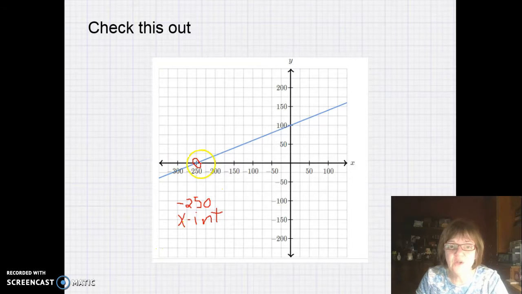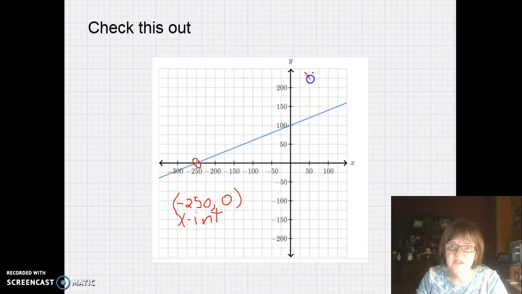That is not the coordinate point. We need to specify the whole thing. Remember our parentheses? Now, we went left, negative 250. So that is our x value, comma. How far up or down did we go? We didn't. So that would be 0 for the y. Okay, there you go. There's our x-intercept.